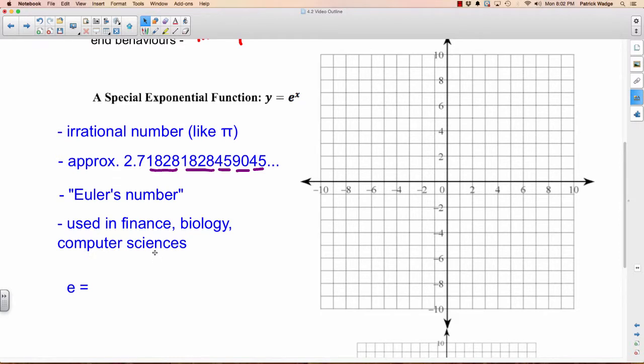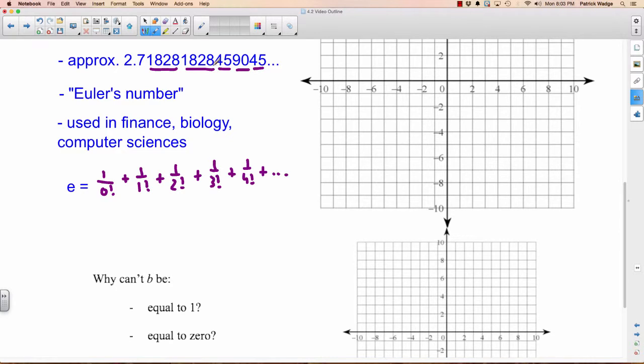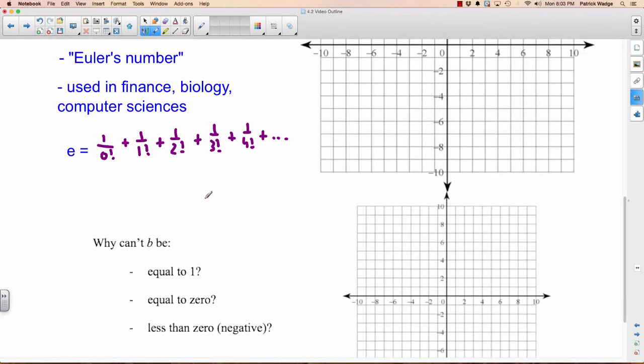So it's a very important number, and there's a cool way that you can get close approximations of e, and it's by using this formula. e equals 1 over 0 factorial, remember factorial, plus 1 over 1 factorial, plus 1 over 2 factorial, plus 1 over 3 factorial, I think you see the pattern, plus 1 over 4 factorial, plus dot dot dot, goes on forever. And you know, it never actually stops because it's an irrational number. So if you want to get more and more accurate representations of e, then you just keep doing more and more of this.